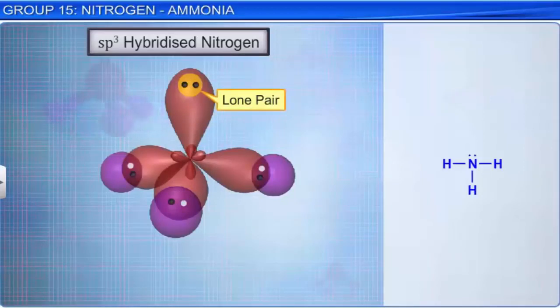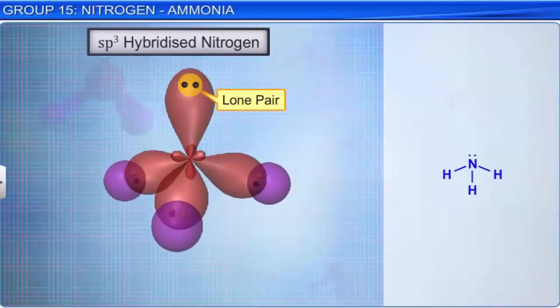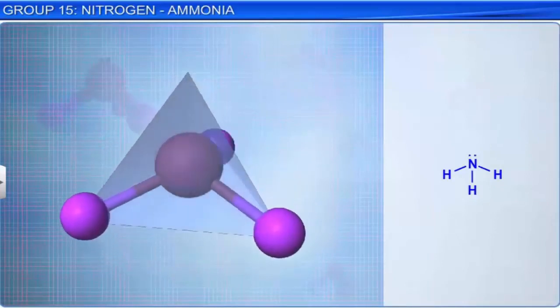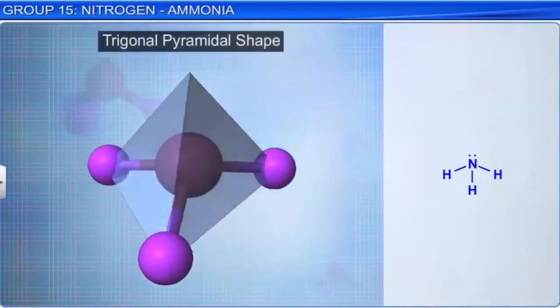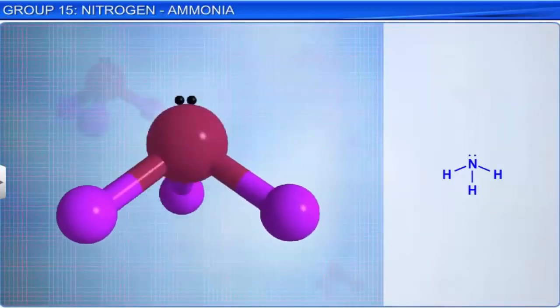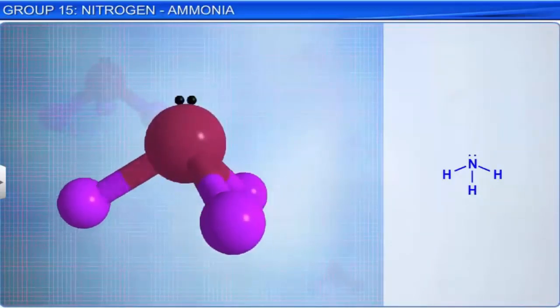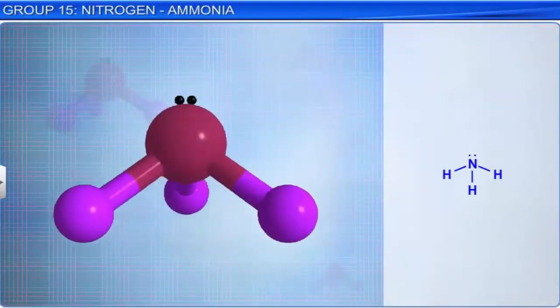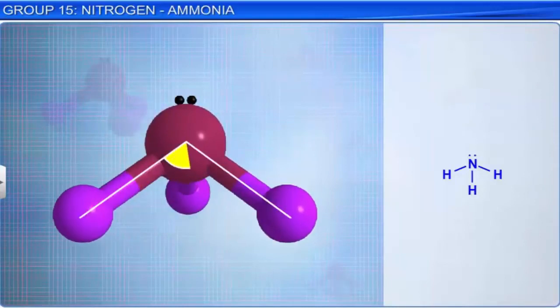On account of the presence of one lone pair, the geometry of the molecule is not regular but distorted. Thus, the molecule acquires a trigonal pyramidal shape. As a consequence, the bond angle is also less than expected, that is, 107.8 degrees.